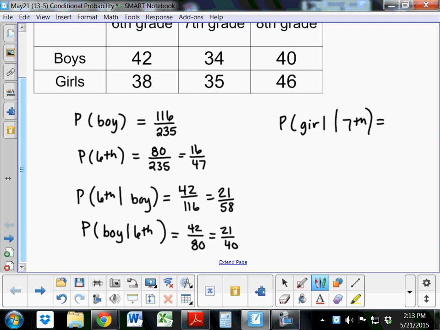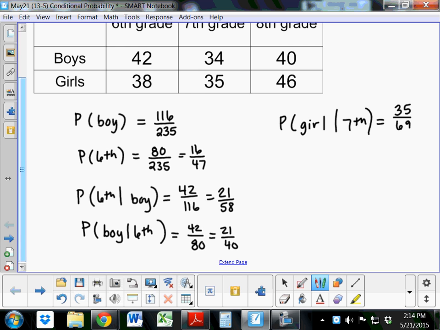Make a guess on your paper. Girl, given that you're in 7th. So your girls in 7th should be 35 out of the total of 69 that are in 7th grade. Did you get it? Cool.